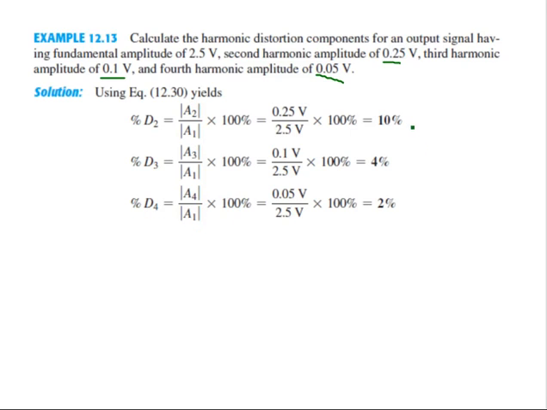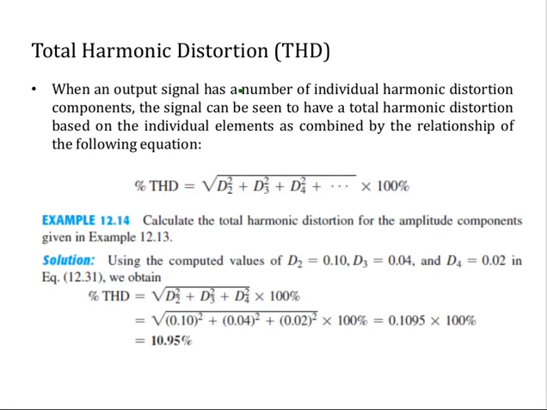You will get that the second harmonic component is contributing to 10% distortion. The third harmonic component is contributing to 4%. And for higher order harmonics, the percentage is less because the magnitude is less. Now, total harmonic distortion. When an output signal has a number of individual harmonic distortions, just as we saw, the first, second, third, like that, if there are many harmonic components, the signal is said to have total harmonic distortion based on the individual elements as combined by the relationship.